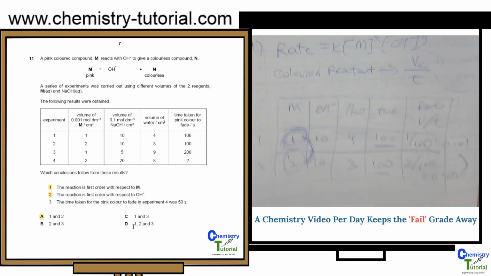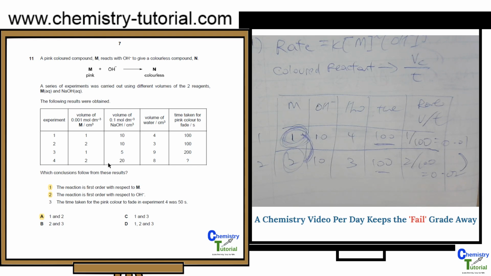Now for statement 3, probably some people have chosen statement 3 as well. That means you choose option D, because they think that if I look at experiment 2 and 4, the volume doubles. So since it's first order, as determined in statement 2, the time taken should halve. You should expect 50 seconds. But that's not correct, because the total volume for experiment 4 is not 15 as for experiments 1 to 3. In fact, this is 30.